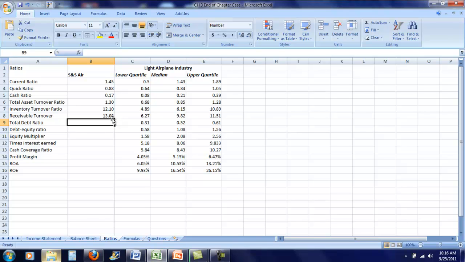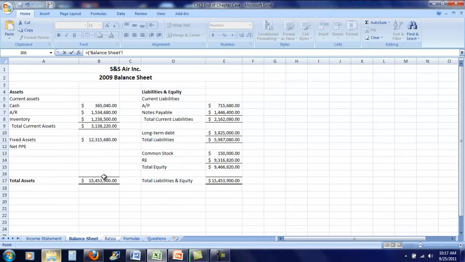Now, our total debt ratio. Who would be interested in our total debt ratio? These are long-term solvency ratios, which are intended to address the firm's long-term ability to meet its obligations, or financial leverage. So this is a financial leverage ratio. So our total debt ratio is, using the parentheses again, equals parentheses total assets minus total equity divided by total assets.